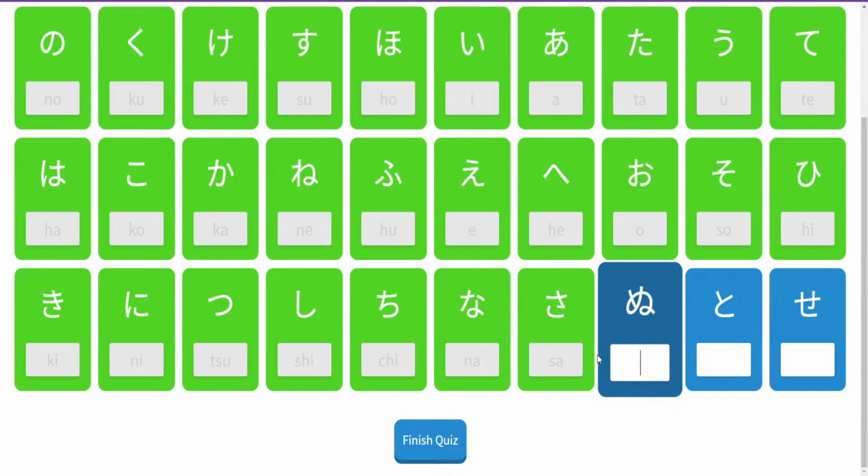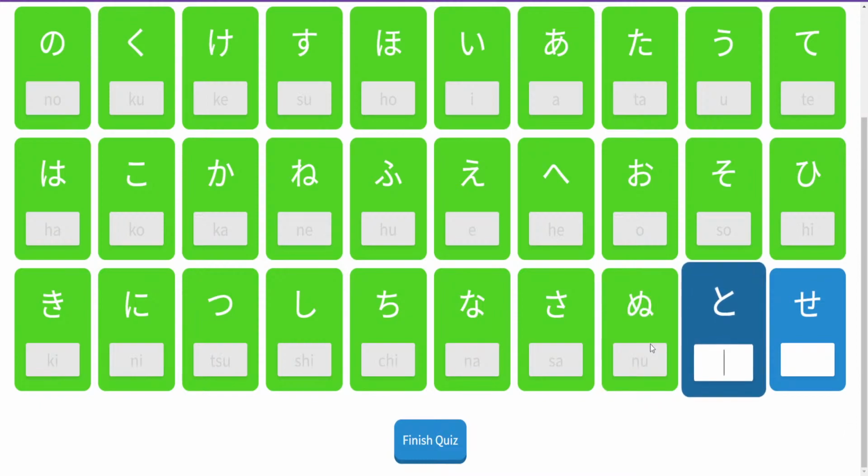Now this one looks awfully lot like a noodle to me. Everyone loves some good ramen. Noodle. Good job. New. You guys are quick. New. Nice. Alright, we're almost done.